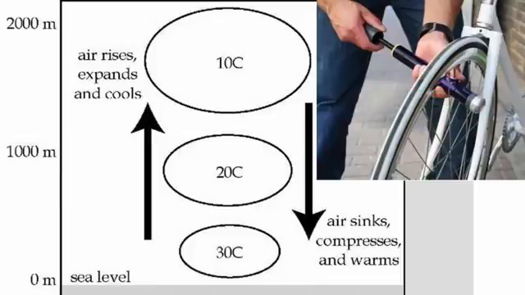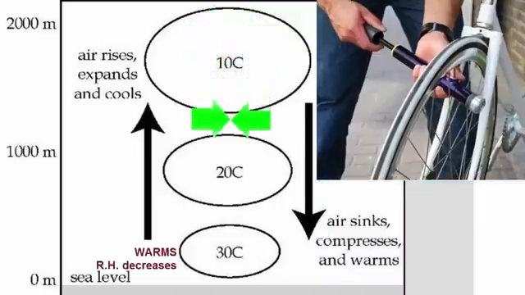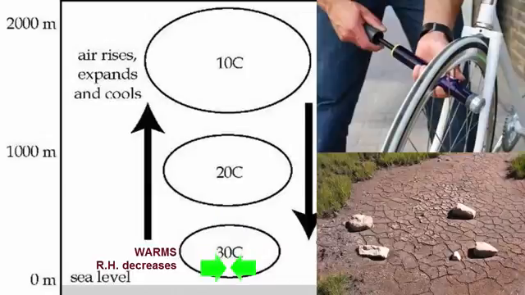Now let's go one step further. When air rises, it expands and cools, but we also know that cool air has a lower capacity for water. Relative humidity of this air will rise until it reaches 100%. If there are solid particles available for the water to precipitate on, we'll get rain. Conversely, when air sinks, it contracts and warms. Its capacity for water increases. Its relative humidity decreases. No risk of rain, lots of potential for increased evaporation.